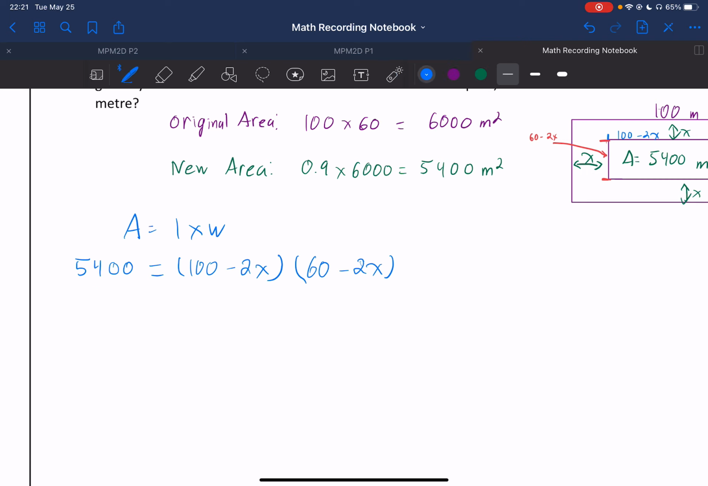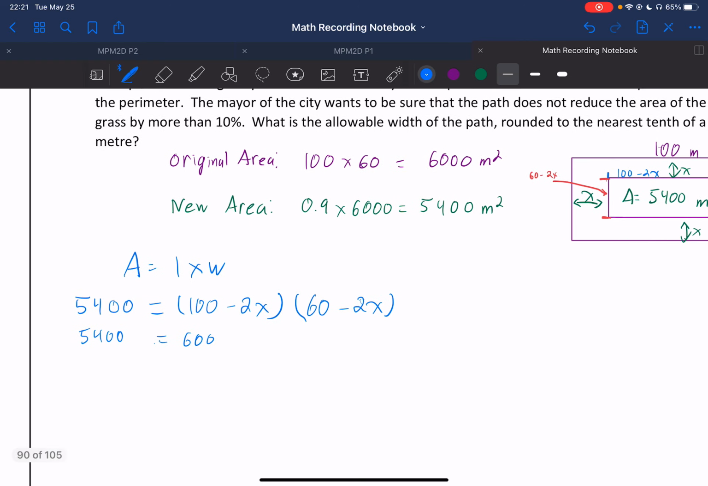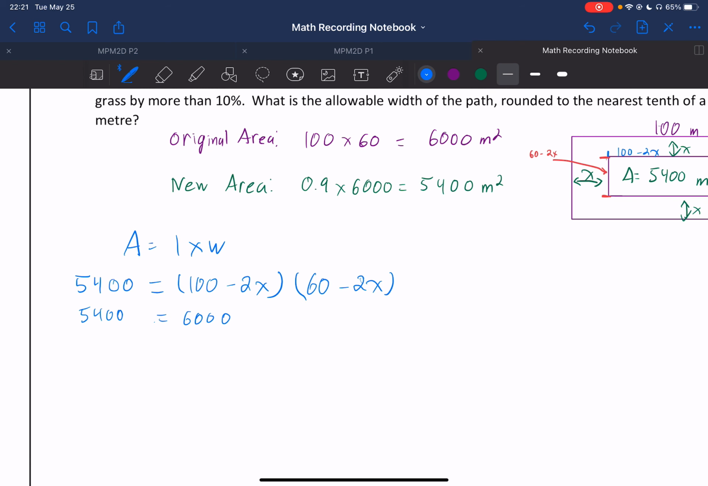We're going to first FOIL our area. So what we end up getting is first times each other, so 60 times 100 gives us 6,000. Outside, 100 times negative 2x gives us negative 200x. Inside, negative 2x times 60 gives us negative 120x, and 2x times 2x gives us positive 4x squared.